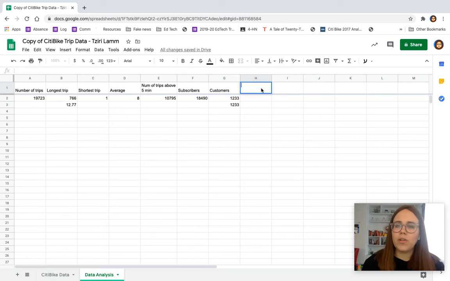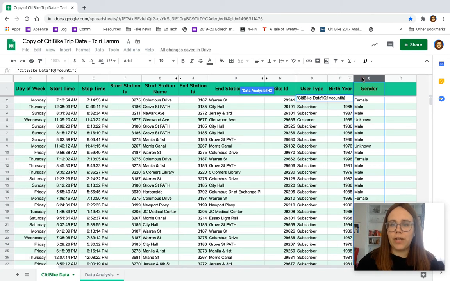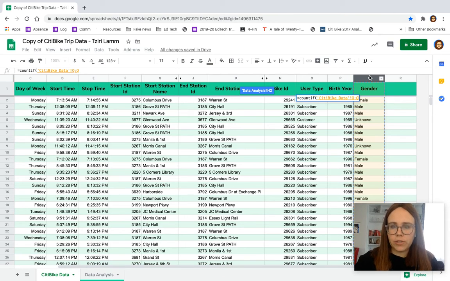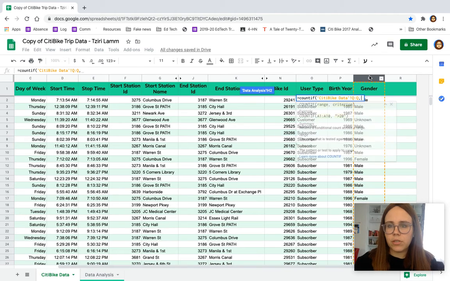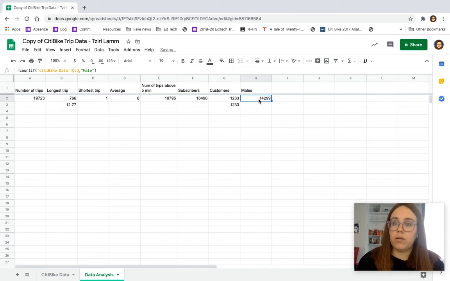The next thing I maybe want to look at is men versus women. And again, I'm going to use the same CountIF formula. So I'm going to go with male, and I'm going to count if gender, which is column Q, is male. So here, again, I can see right away that it's mostly men.